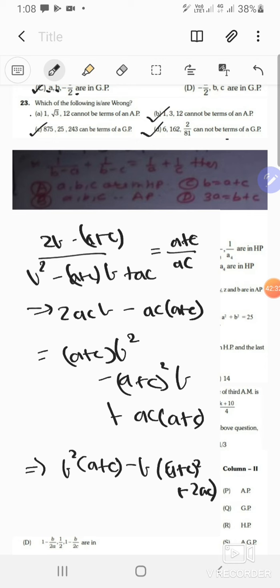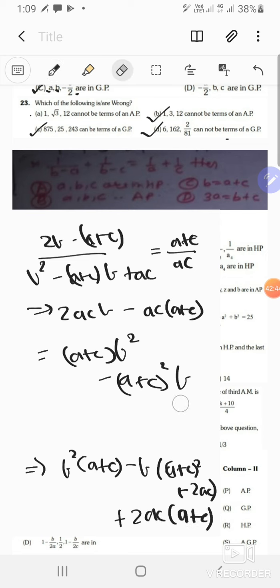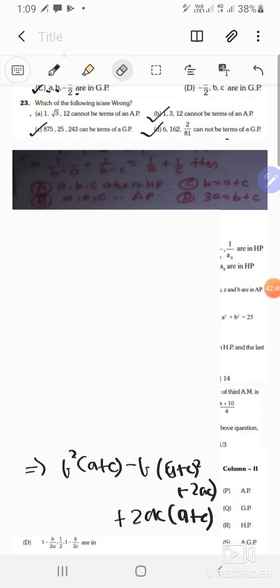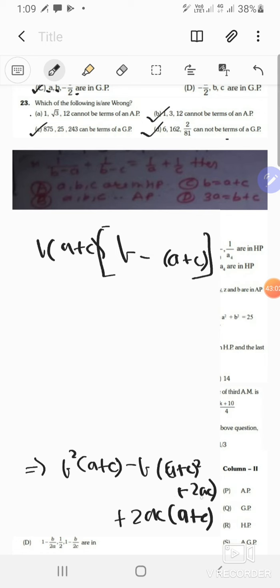Okay, because you got that minus common already, so it should be plus over there, and then plus 2ac into a plus c. Now that is factorizable, no problem. Yes, this is completely factorizable. So this can be factorized like b into a plus c into b minus a plus c, and then the remaining thing is minus 2ac into b minus of a plus c.